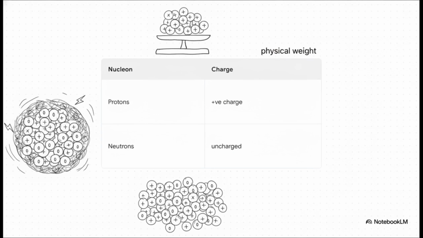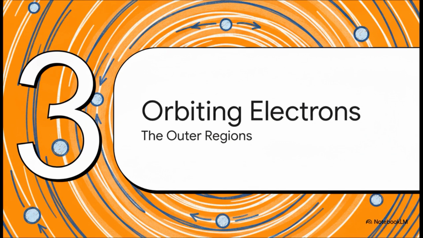And inside that dense nucleus, we find two very specific particles. First up, we've got protons, which carry a positive electrical charge. And second, neutrons, which are completely neutral, no charge at all. Together, these positive and uncharged particles huddle tightly together to give the atom practically all of its physical weight. Moving right along to Section 3, orbiting electrons and energy, the outer regions.